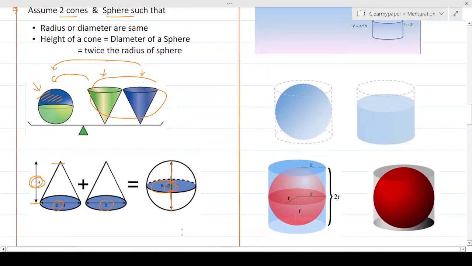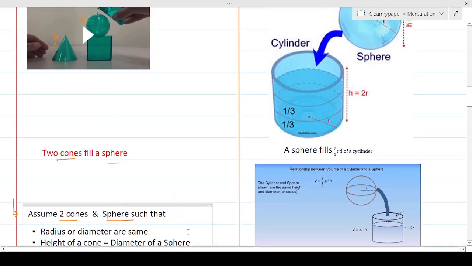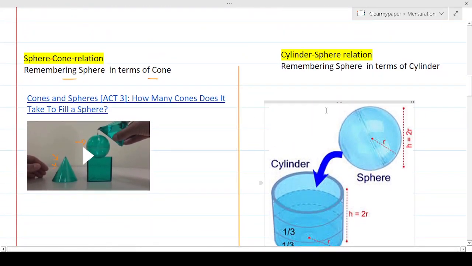In a similar way, I'm not going to explain in detail. If you want, you can also remember the formula for a sphere in terms of a cylinder. Normally, I use cylinder as a benchmark for everything. It's very easy so that you don't have to get confused.